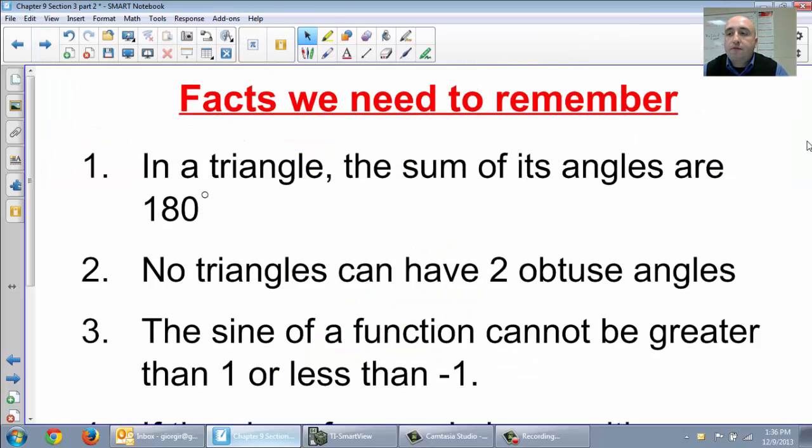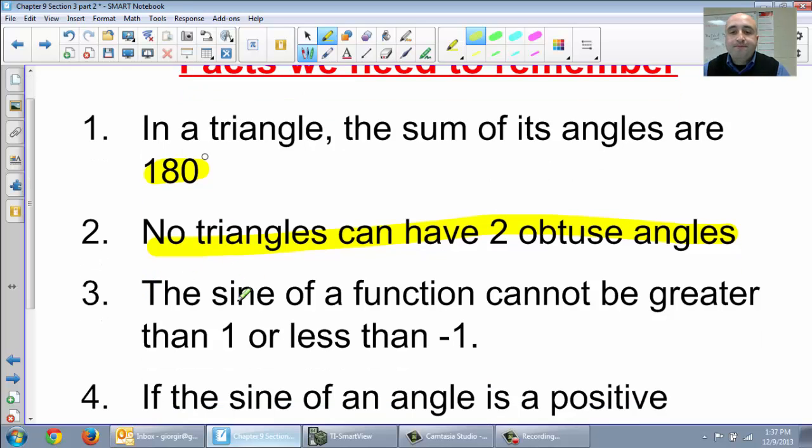First, there are facts we need to remember. Please remember, in a triangle, the sum of its angles is always 180. I would think that you would remember that pretty easily from geometry. In every triangle, the angles always add up to 180. It cannot be more. Based on that information, a triangle cannot have two obtuse angles. So if your triangle has one obtuse angle, it cannot have two. We've got to remember that.